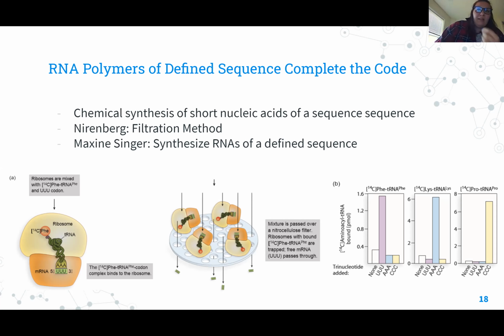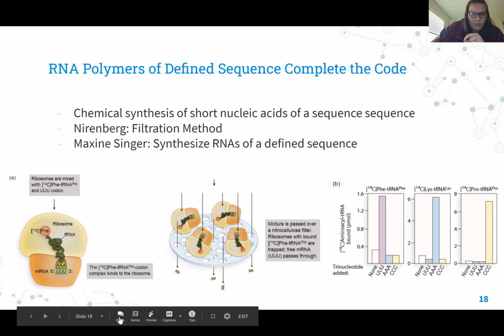So they were able to use individual reaction mixtures and pass them through this filter, trapping the C amino acyl tRNA bound to the triplet RNA codon. So this part B of this figure down here, which let me grab my pointer, right there.